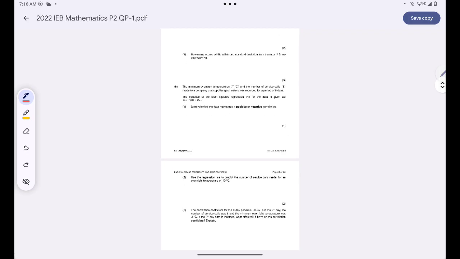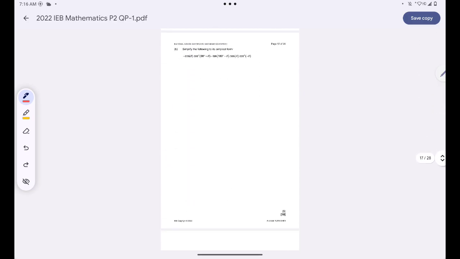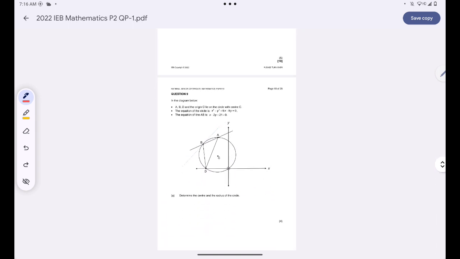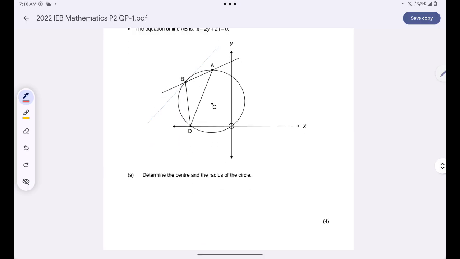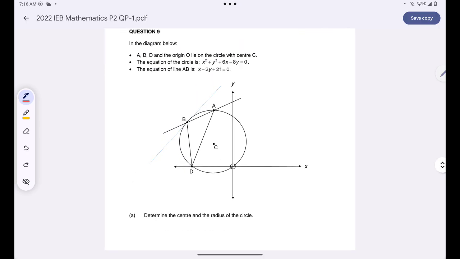And now let's go to question 9. Okay, question 9. In the diagram below, ABD and the origin O lie on the circle with center C. The equation of the circle is given by that, and the equation of line AB is given by that. Okay, we are asked to determine the radius of the circle. We cannot determine the radius of the circle if the equation is still like this, ne? That means we must try and complete the square for both x and y.